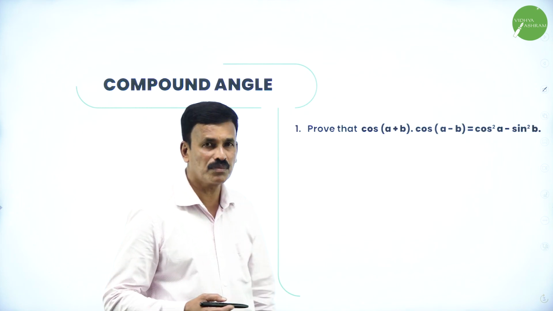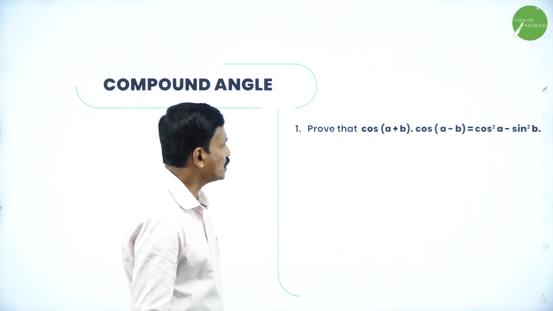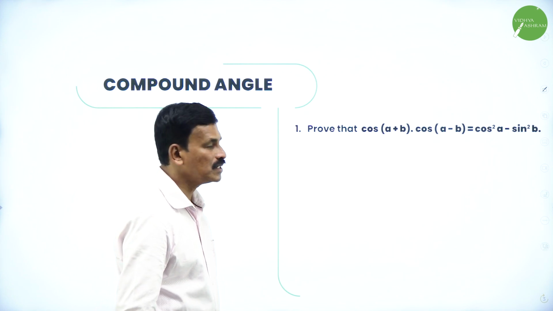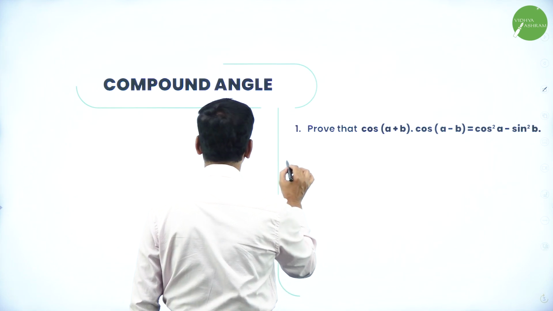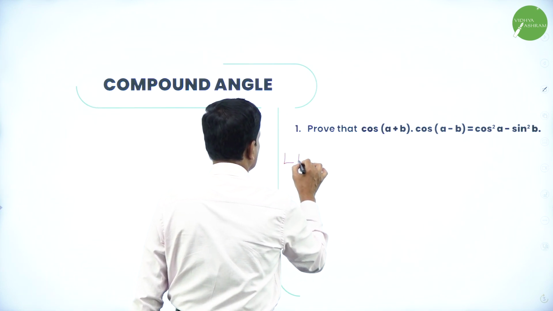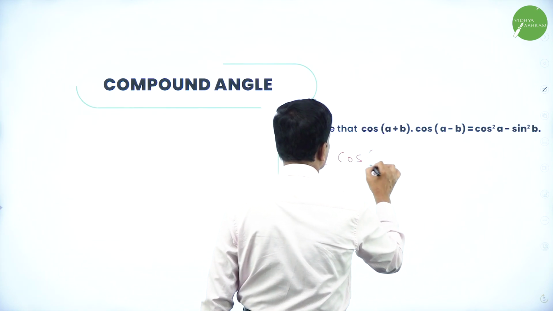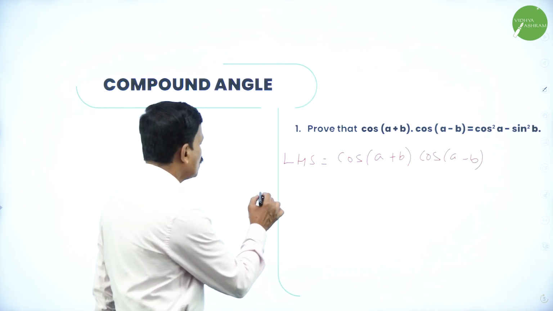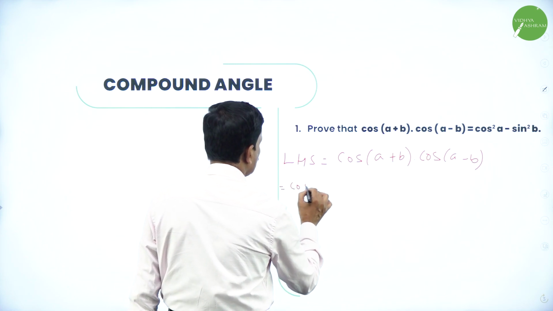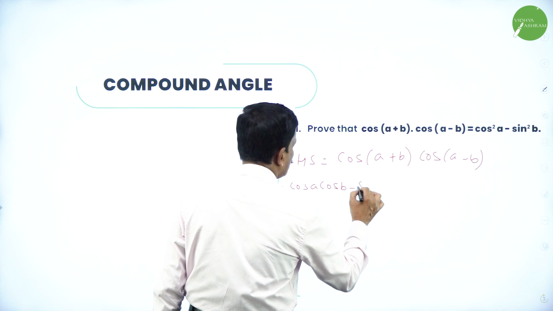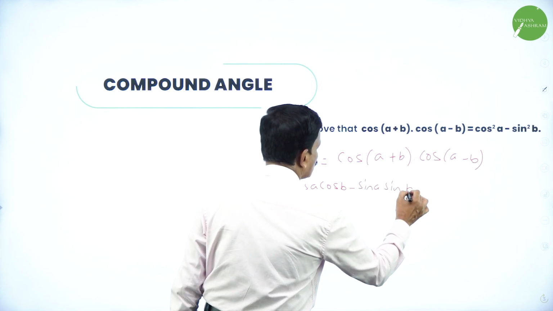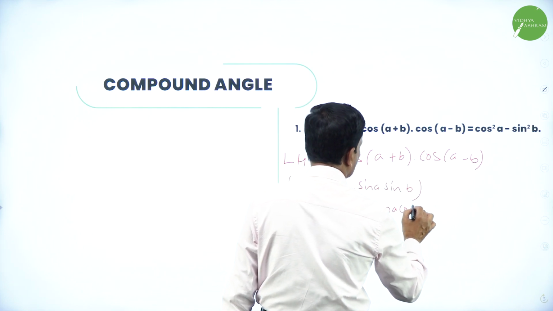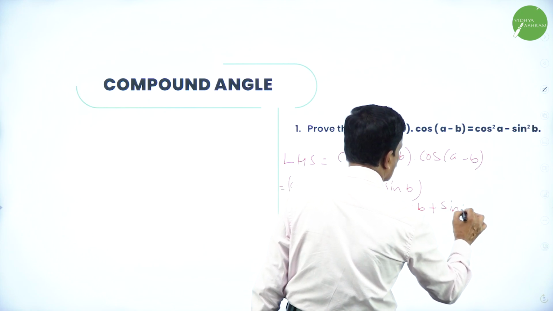Now let us move on to a problem. This is a 3 marker question. Prove that cos A plus B into cos A minus B is equal to cos square A minus sin square B. Now let us take LHS. LHS is equal to cos of A plus B into cos of A minus B. Now just write down the formulas. What is cos A plus B? Cos A cos B minus sin A sin B. And what is the formula for cos A minus B? Cos A minus B is equal to cos A cos B plus sin A sin B.